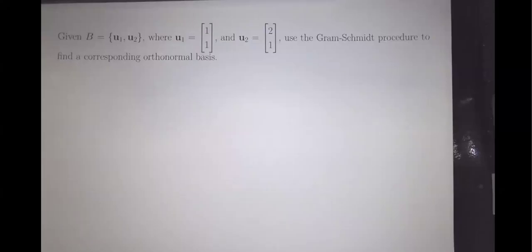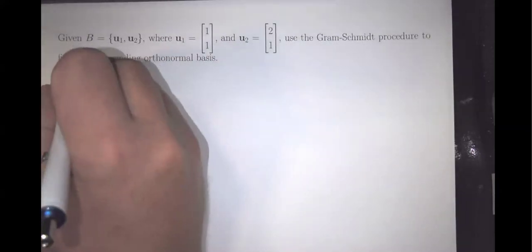In this example, we're going to use the Gram-Schmidt algorithm to find an orthonormal basis for vectors u1, (1, 1), and u2, (2, 1). Okay, so the first thing we want to do is find vector e1, which is a normalized version of u1.